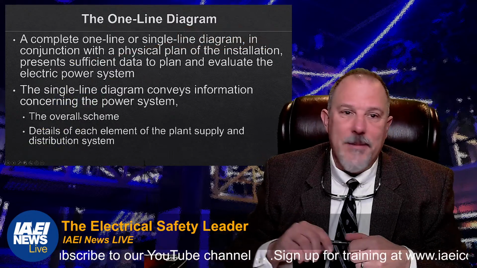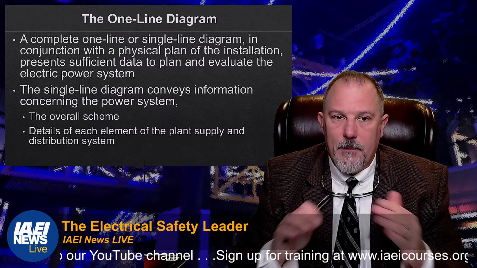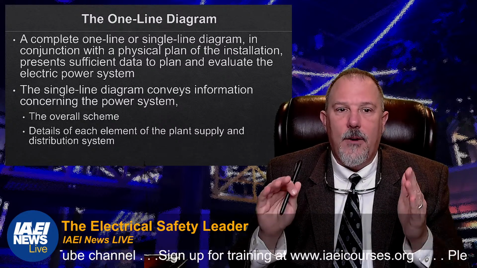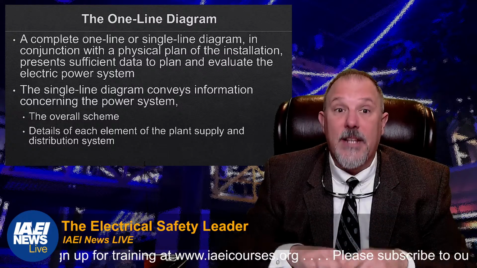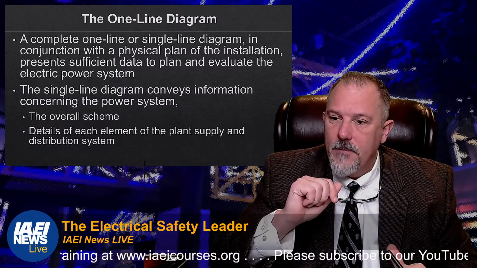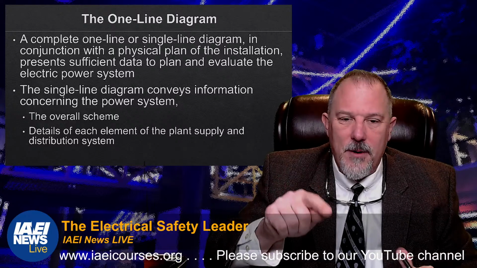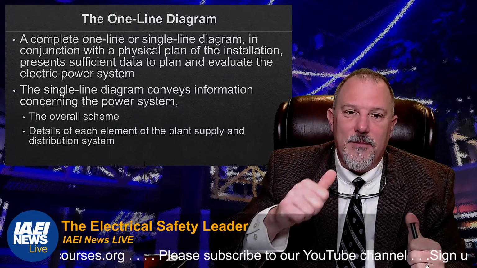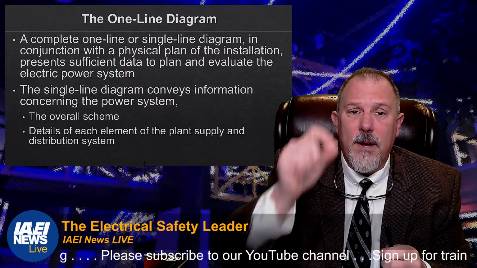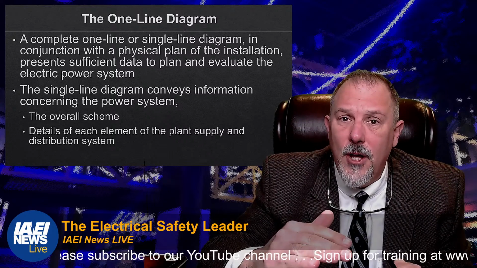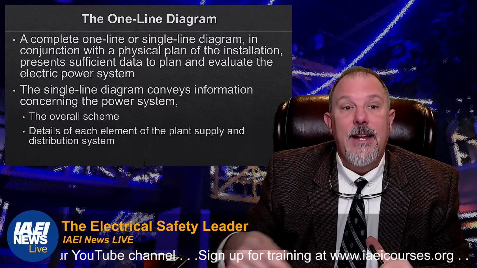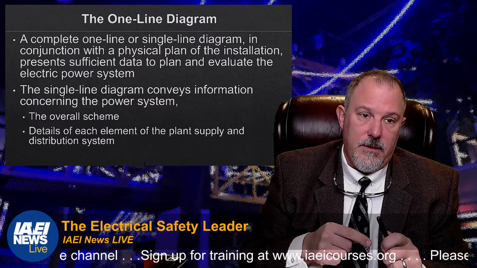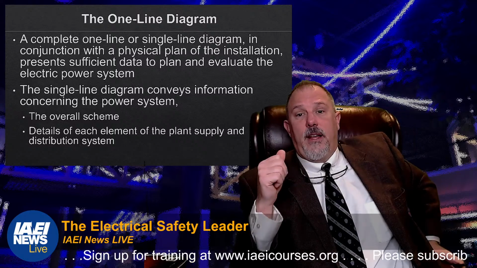So the one-line diagram is complete, a one line or single line, in conjunction with the physical plans. You need the physical plans. Hey, Robert from Omaha, you're the man. Talking one-line diagrams, talking about the fact that you're going to have a one-line diagram, but you're going to need the plan view, and you're also going to need your panel schedules.